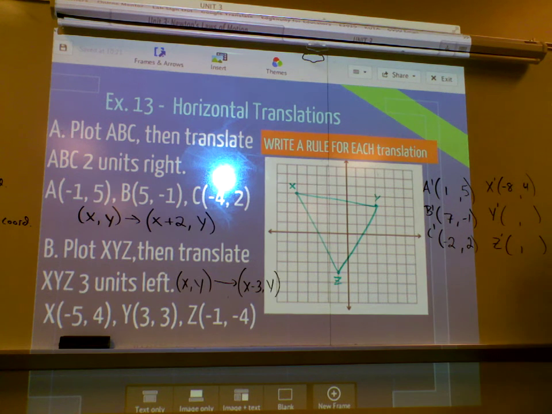For Y, 3, 3. 3 minus 3, right? What's that? 0, 3. Z prime, negative 1, negative 4. Negative 1 minus 3 is negative 4, so we have negative 4, negative 4. Does that make sense, guys?